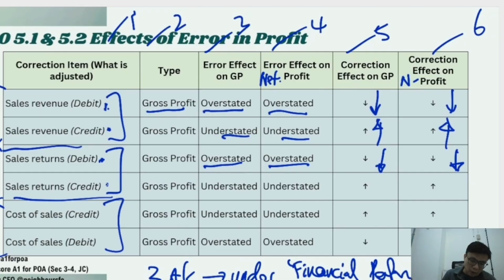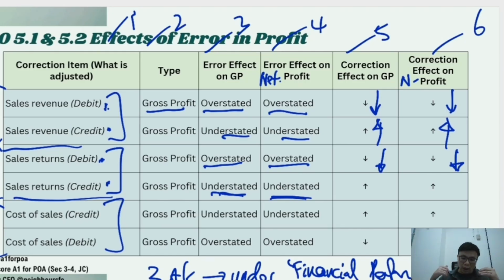When we do a credit of the sales return, essentially we are of the opinion that the sales return is overstated. So we know that the nature is of a debit nature. When we credit, we actually reduce the sales return. And the effect of the error on start is that there is an understating of the gross profit.